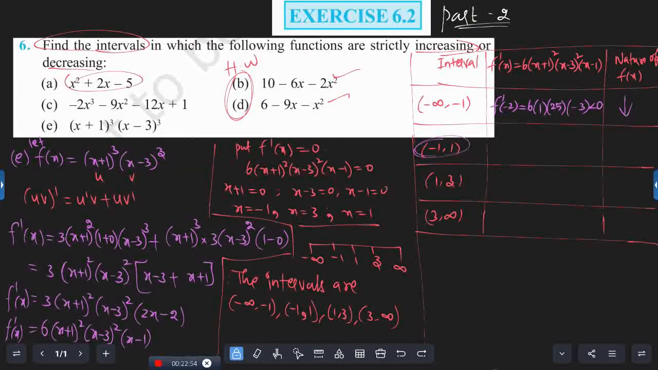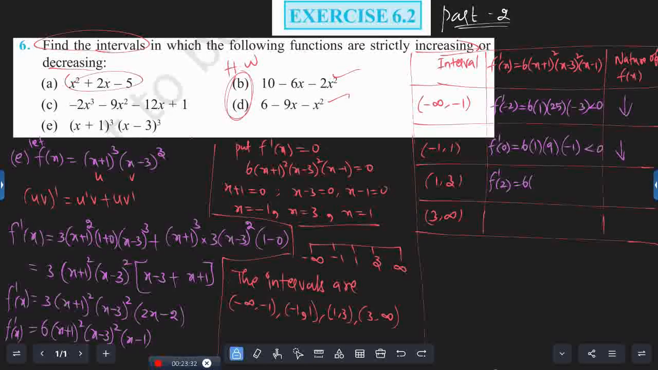Next, from minus 1 to 1, what are you going to take? Very good, 0 we can take. 0 is an easy number. 6 into (0 plus 1) whole square: 1 squared is 1, leave it. Like that, (0 minus 3) whole square: minus 3 squared is 9, leave it. Then 0 minus 1 is minus 1. Again we have a minus, so decreasing again. Like that, the third one: 1 comma 3. What can we take between them? Yes, 2 you can take. Easy number, take 2.